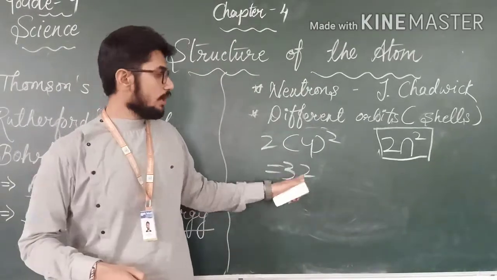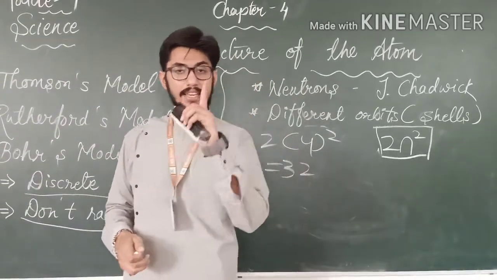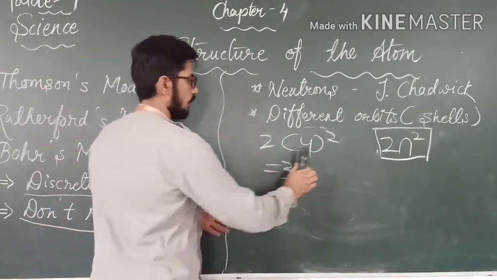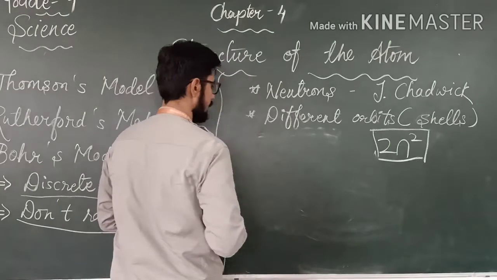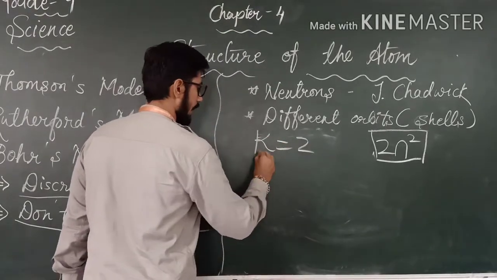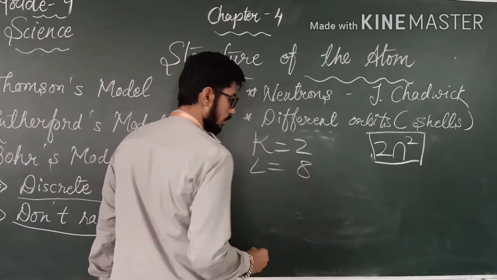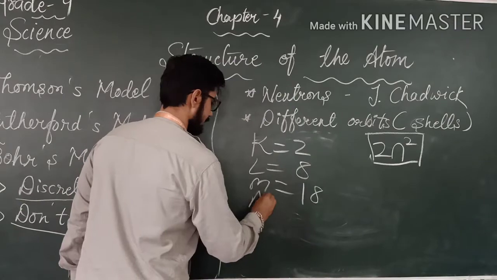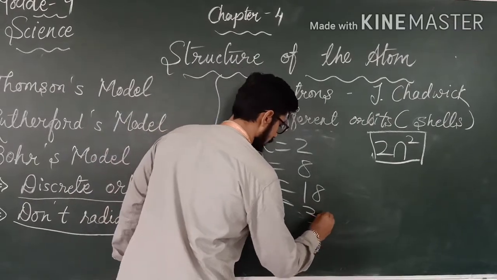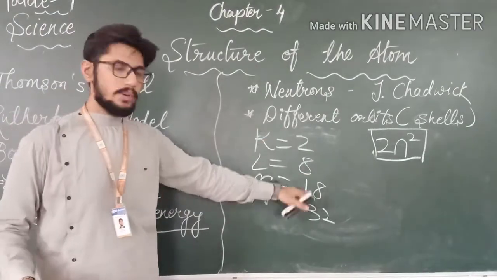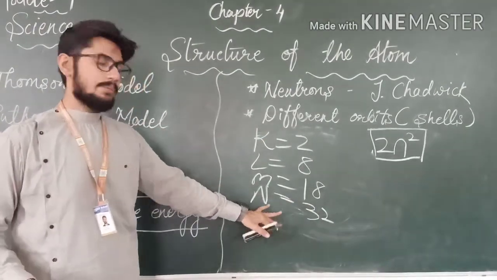इस according आपको याद रहना है K orbit or shell has 2 electrons. So if I write them for you according to all orbits, K has 2 electrons, L has 8 electrons, M has 18 electrons, and N has 32 electrons. This is the thing which you have to keep in mind. K, L, M, N: 2, 8, 18, 32. इस तरीके से आपको ध्यान देना है.